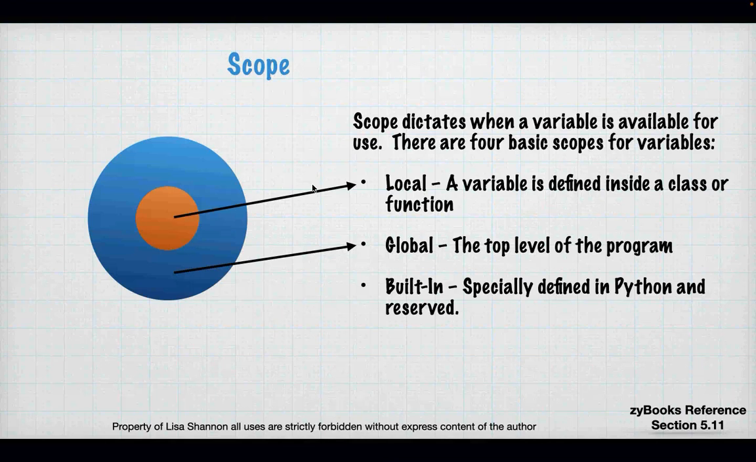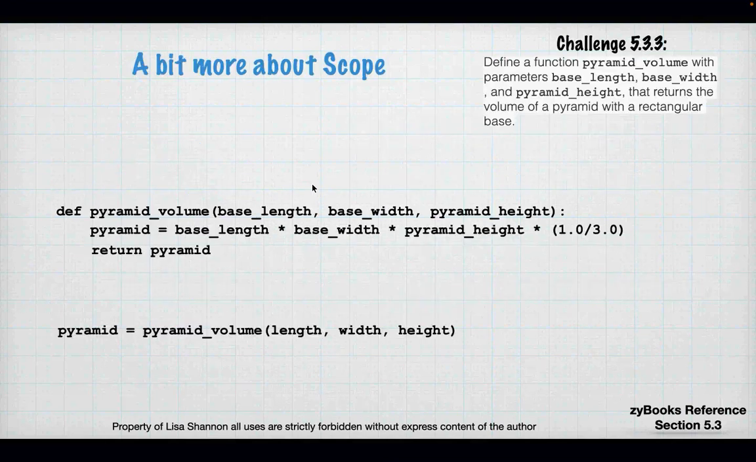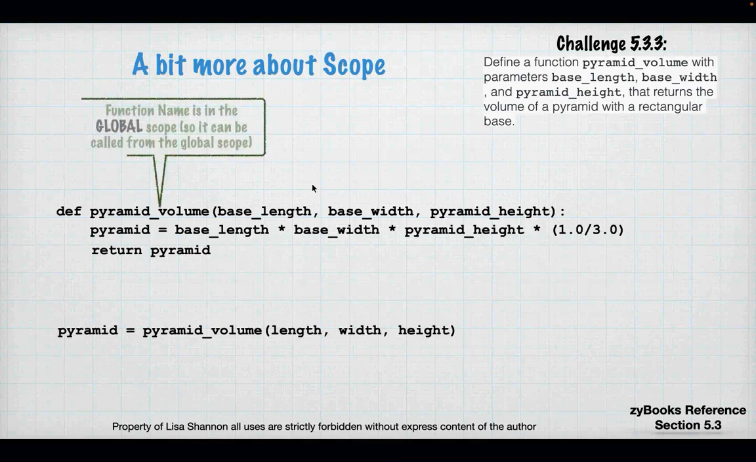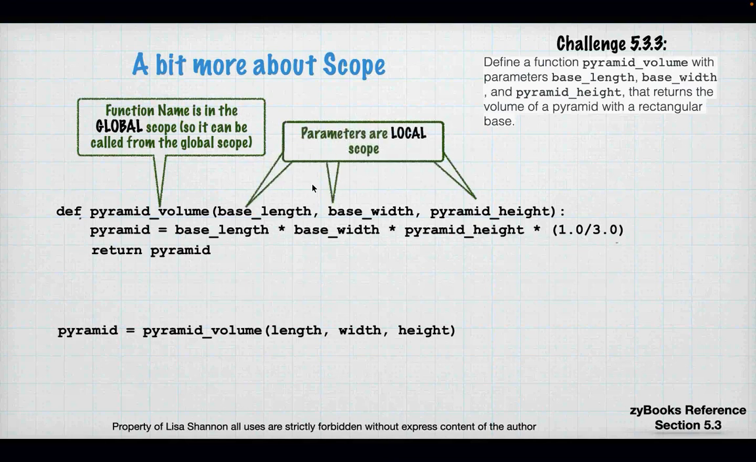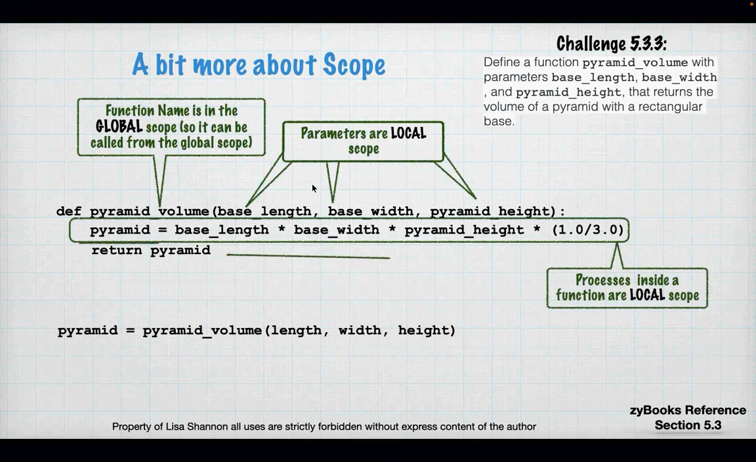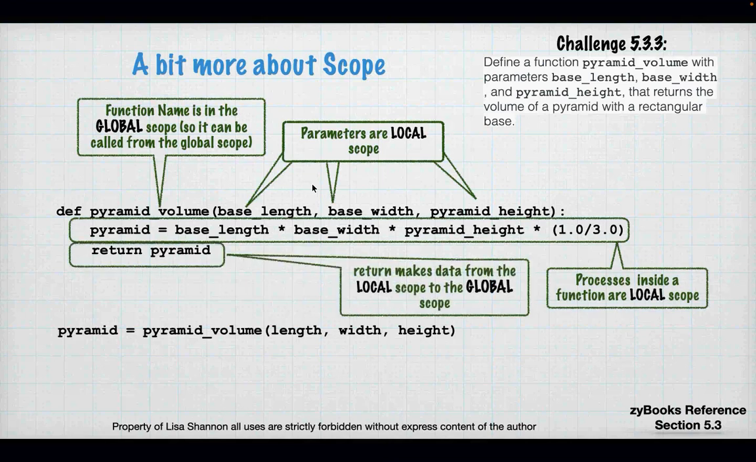I've been talking a little bit about scope. I talked a little bit about scope starting in week 3. We're just going to remember that the scope dictates when the variable is available. You have local and global. We don't care about built-in. That's a Python thing. Everything inside of a function needs to be in the local scope. I don't think we need to do much of this. So the function name is in the global scope. The parameters are in the local scope. The lines of code are in the local scope. And the return lets you take something from the local scope and assign it to the global scope.